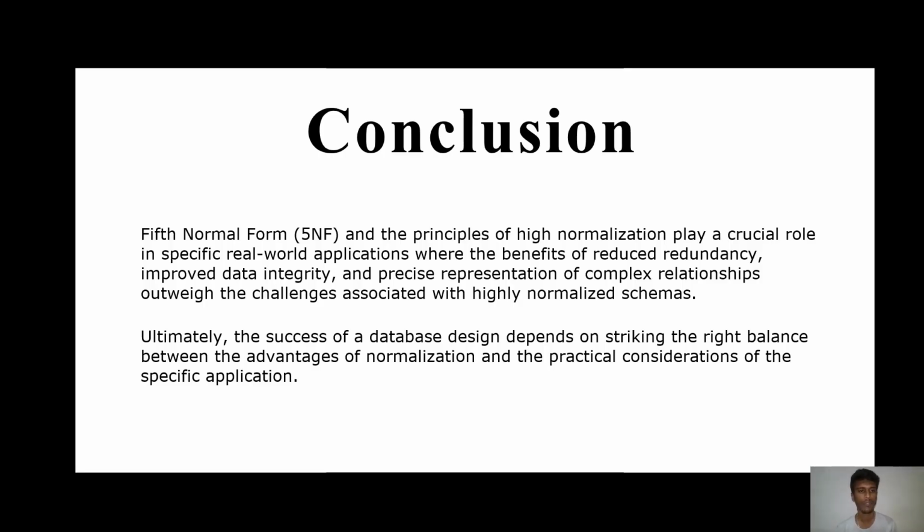Next, conclusion. Fifth normal form (5NF) and the principles of normalization play a crucial role in specific real-world applications where the benefits of reduced redundancy, improved data integrity, and precise representation of complex relationships outweigh the challenges associated with a highly normalized schema. The fifth normal form is used in reducing redundancy, improving data integrity, representing complex relationships, and normalizing schemas. Ultimately, the success of database design depends on striking the right balance between the advantages of normalization and practical considerations of the specific applications.